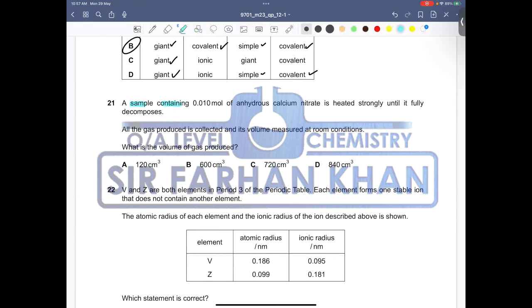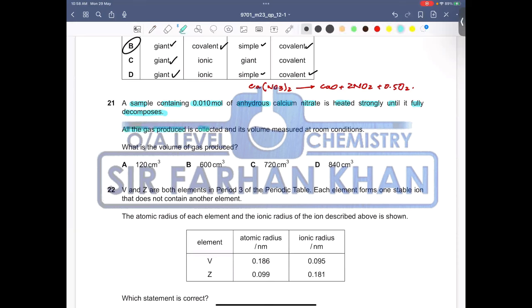A sample containing 0.010 moles of anhydrous calcium nitrate is heated strongly until it fully decomposes. Okay, so let's talk about the decomposition of this. Calcium nitrate decomposes into calcium oxide, nitrogen dioxide, and oxygen gas. We can make it for 2 moles as well, and it doesn't make any difference in the overall answer. But let's make it as simple as we can.